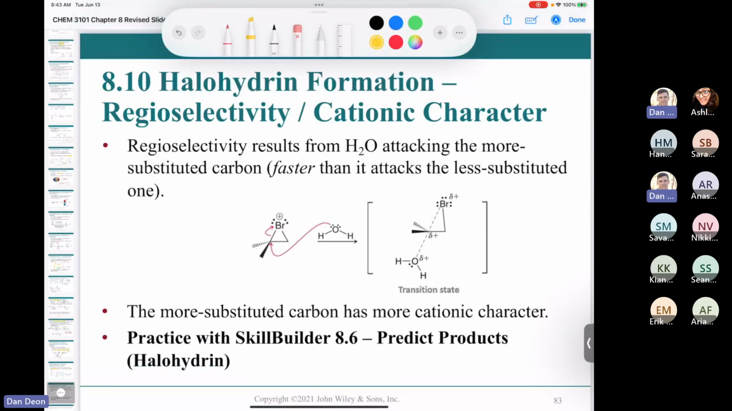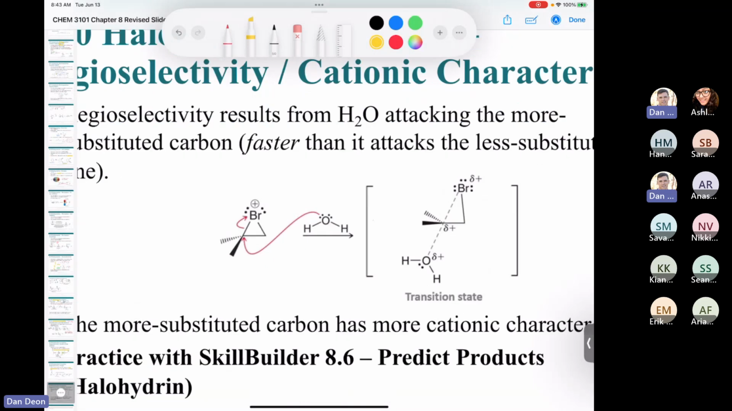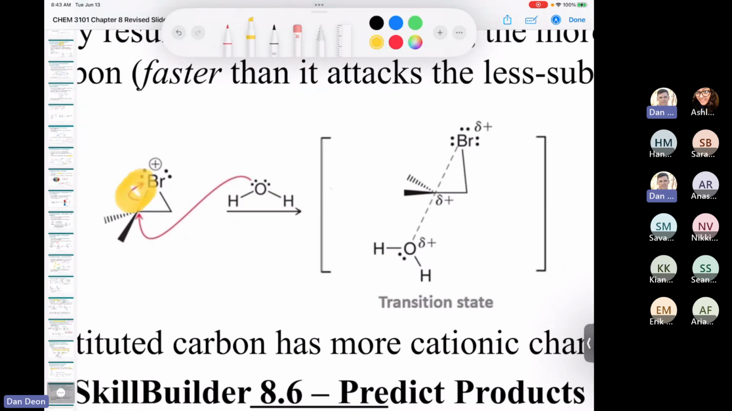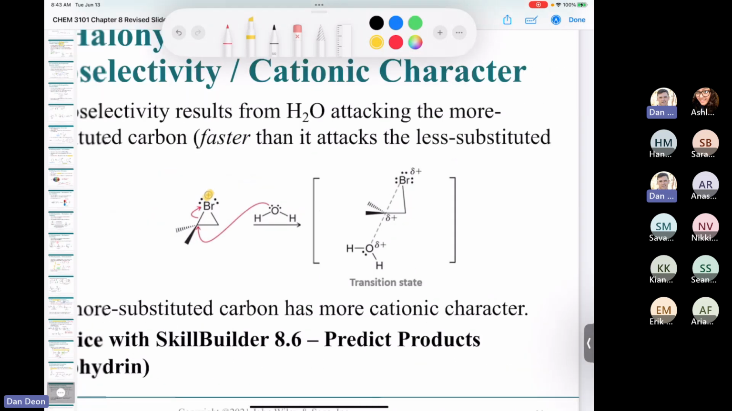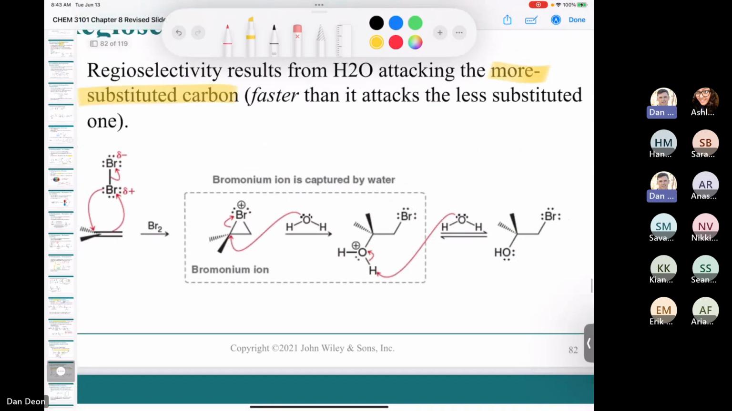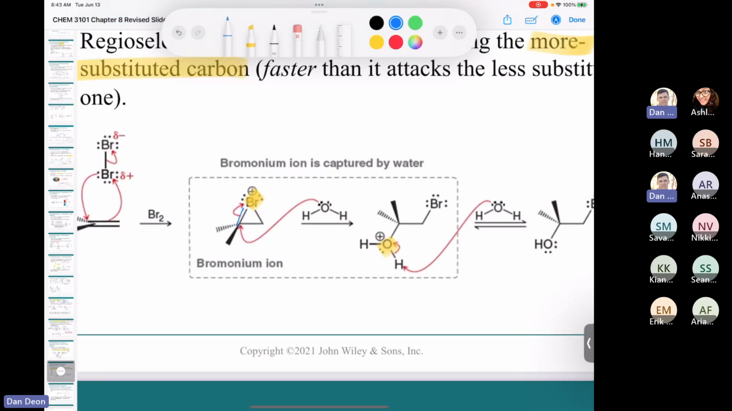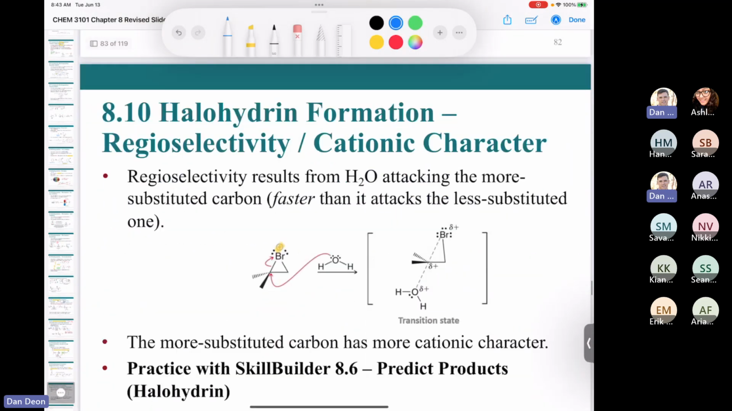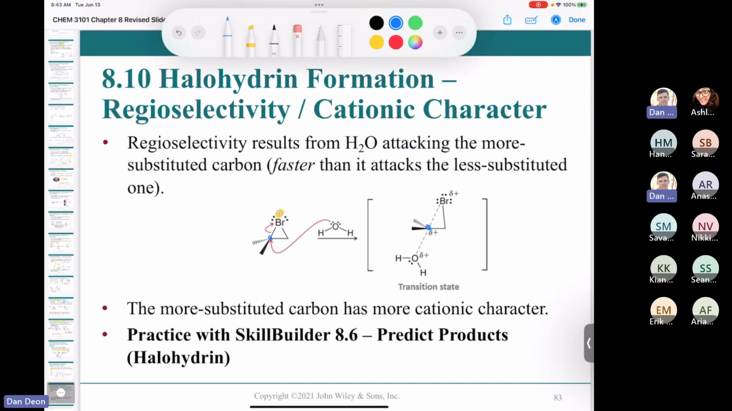Why would it do that? It's because when the water attacks and you break the bond between the bromine and the carbon in the ring, the positive charge passes from the bromine and then you get to the product. It goes from the bromine down to the oxygen, but the pathway is that it passes through this carbon. The positive charge kind of travels through that carbon that I have in blue, through this one here, okay? And the key is that the more substituted carbon is going to be more comfortable taking on this partial positive charge. That's the reason why.